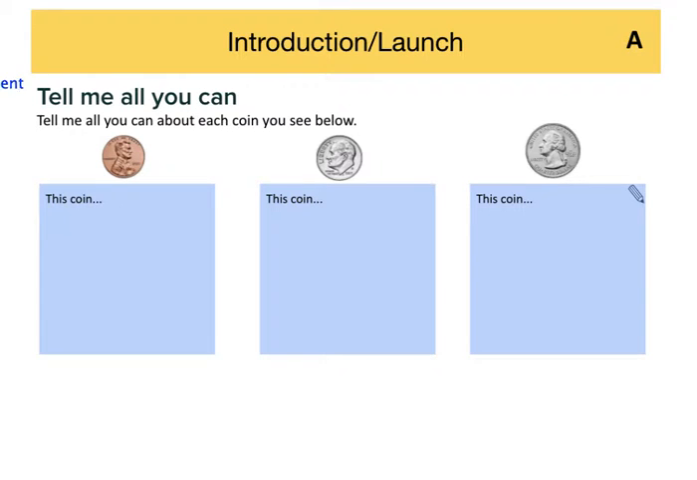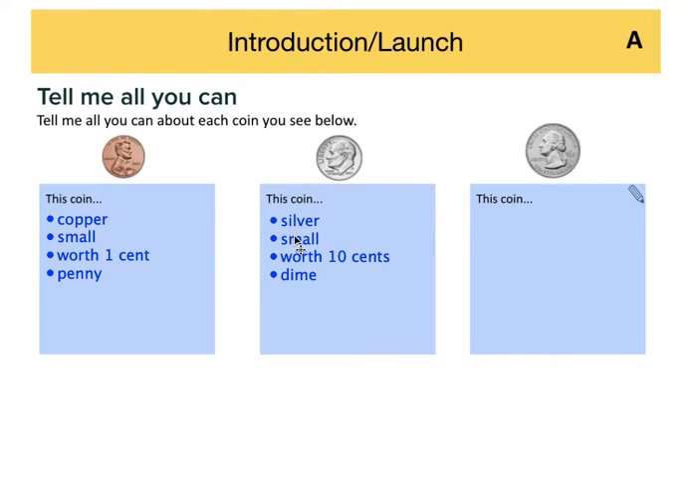So let's take a look at that first coin. This coin is copper, or it's brown color. It's small and it's worth 1 cent. It's called a penny. The second coin here is a silver color. It's also kind of small. It's worth 10 cents and it's called a dime. And this final coin we see here is also a silver color. It's much larger. It's worth 25 cents and it's called a quarter.